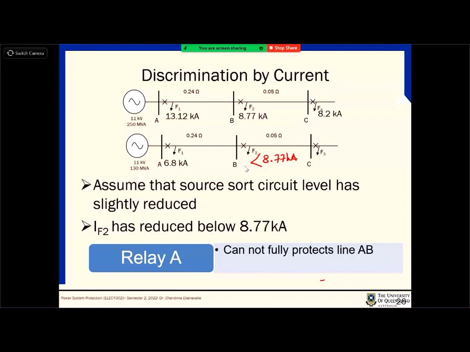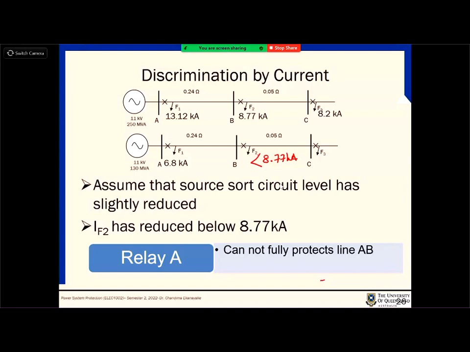So it will be lower than 8.77 means, now where should be 8.77 thing on this line? There should be a location, right? Because this one is 6.8, and then which means that can there be 8.77 somewhere here? No, because this value is less here, right? So then what happens is that relay A cannot fully protect the line AB, right? Because of the short circuit level change.